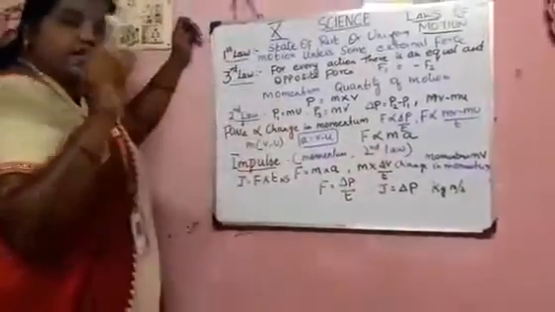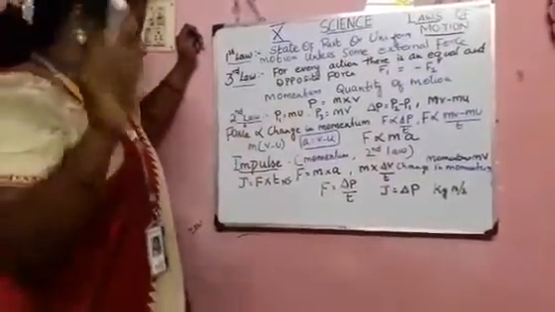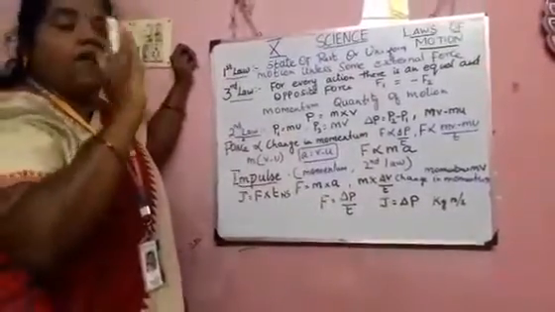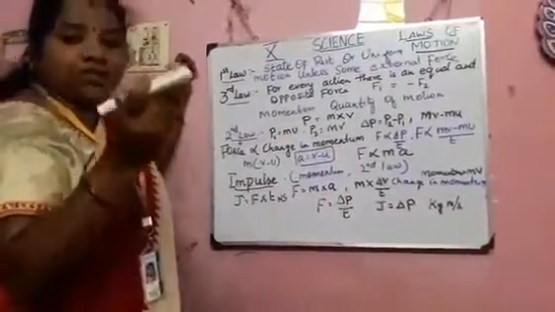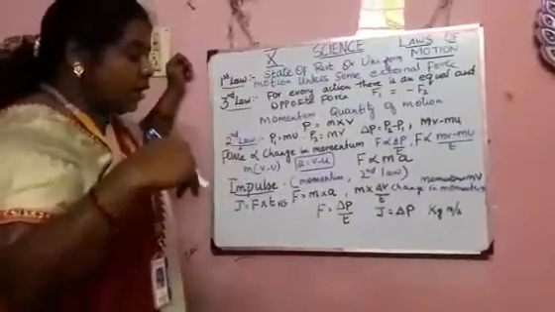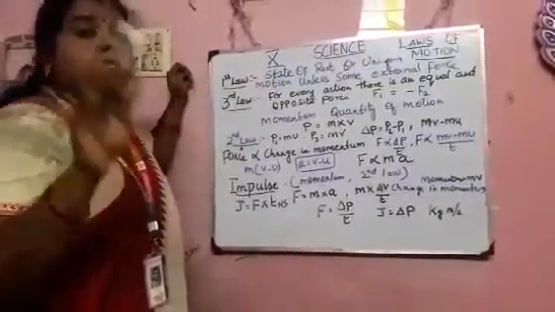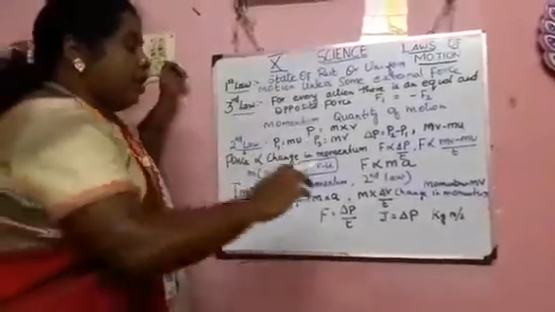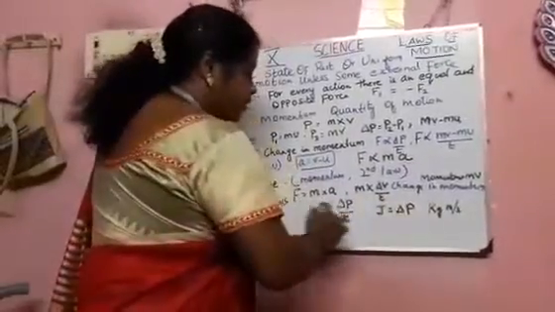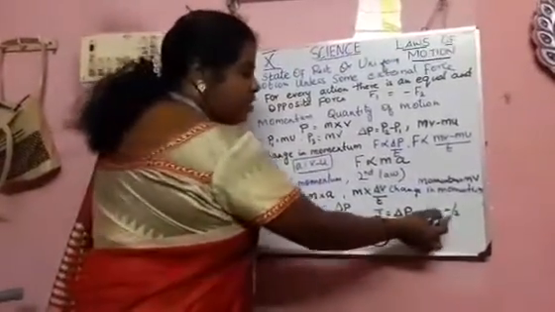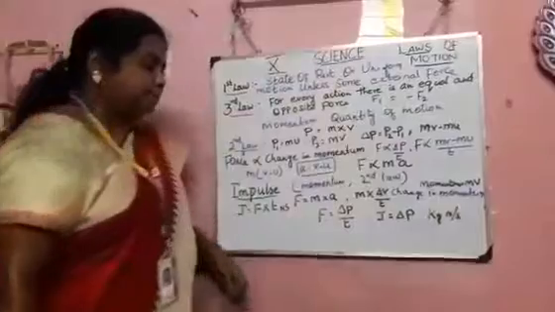So impulse J can be represented in two ways. One is in terms of force and time. And the second one, impulse is nothing else but the change in momentum. The unit of impulse and change in momentum is kg meter per second.